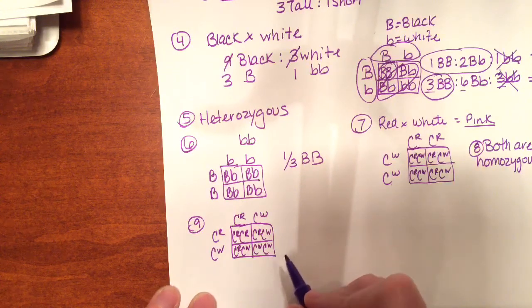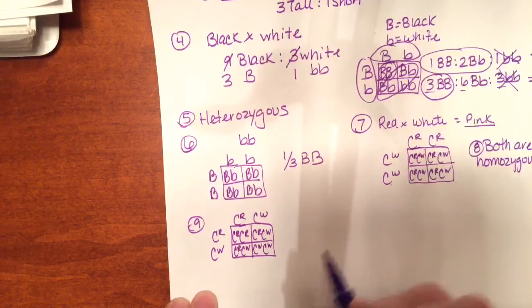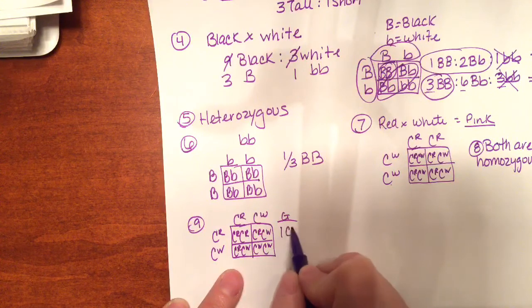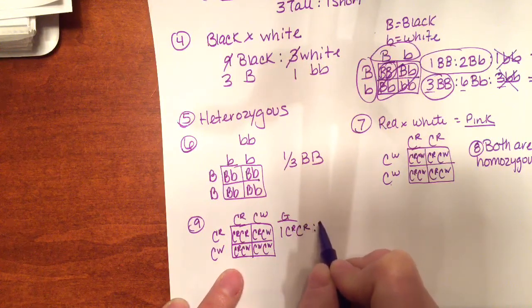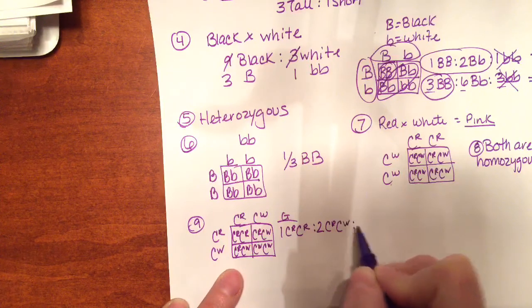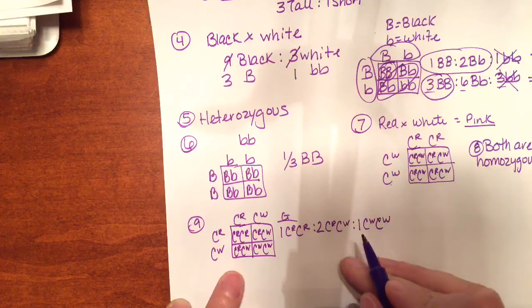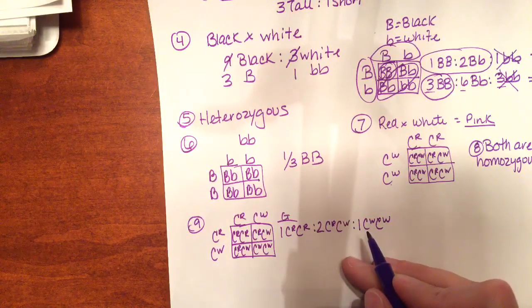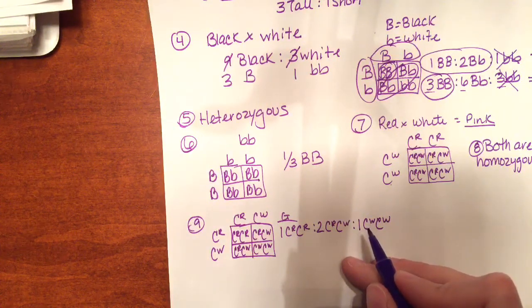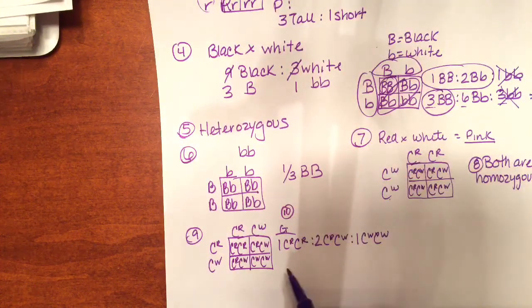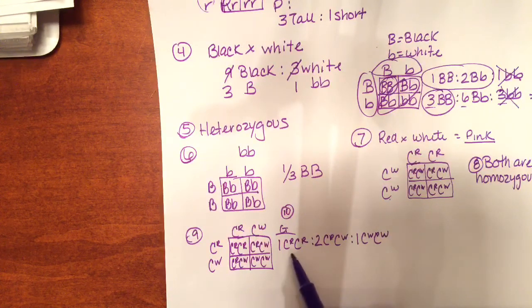Number 10 asks you if 360 flowers were produced, how many would you expect of each genotype? So the genotype ratio would be 1 CR-CR, 2 CR-CW, 1 CW-CW. So that's your genotype ratio, but it's asking you if 360 flowers were produced. So this is number 10, and we want to change this to represent a total of 360.